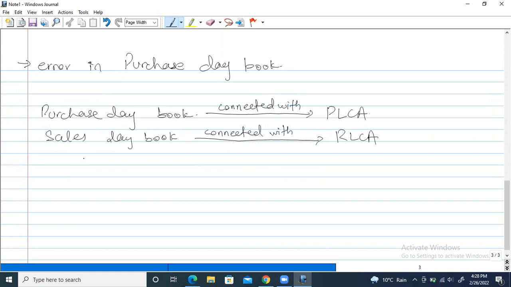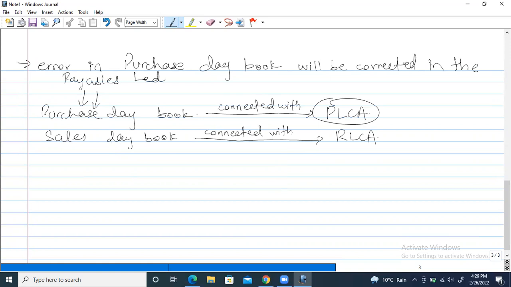So in the question you might encounter some errors, let's say in the purchase daybook, right? If any mistake or error is made in this account, this will directly hit which account? The payables ledger control account, because if there is an error in the daybook, this will have affected the control account. So the correcting entry will be to which account? Payables ledger control account. Okay. So over here I'm writing the description. Error in the purchase daybook will be corrected in the payables ledger control account.